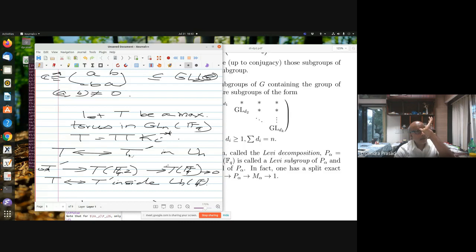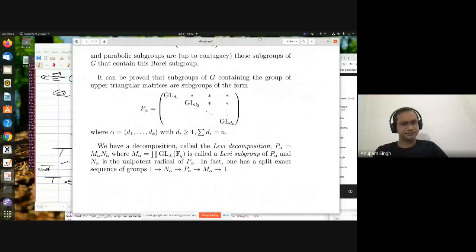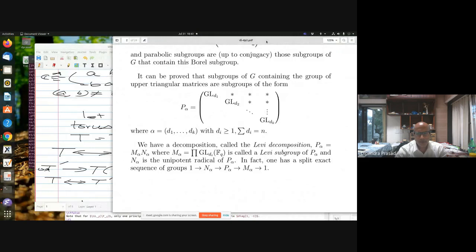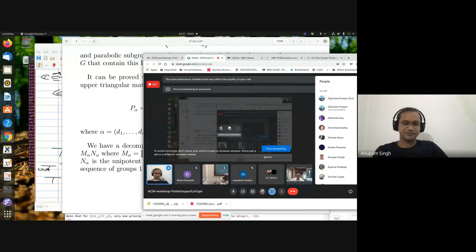I am not 100% certain that this works for any field. No, this is not true for all fields, but it is certainly true for finite fields. Good. Shall I move on? Thank you. Anybody else?